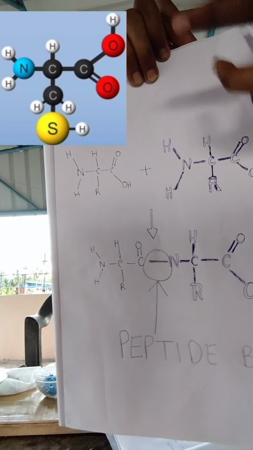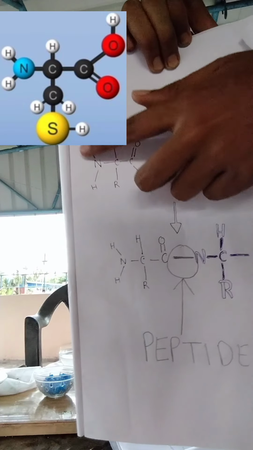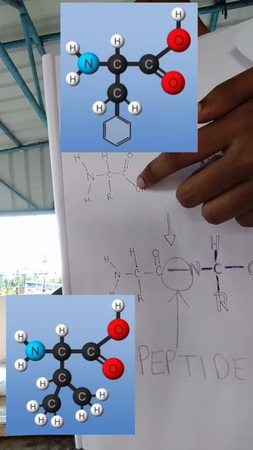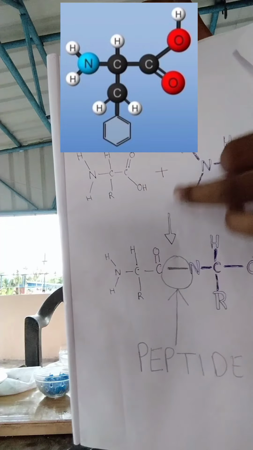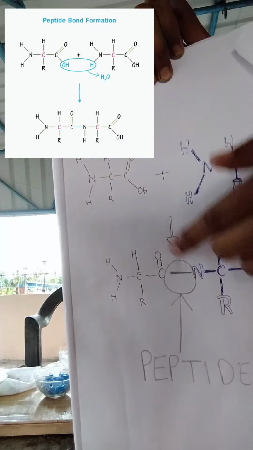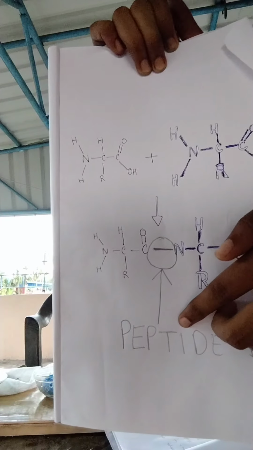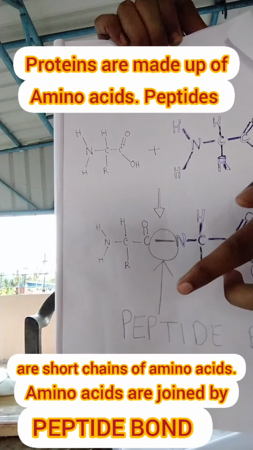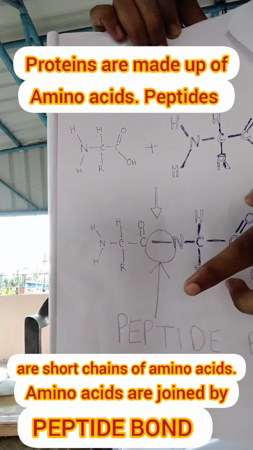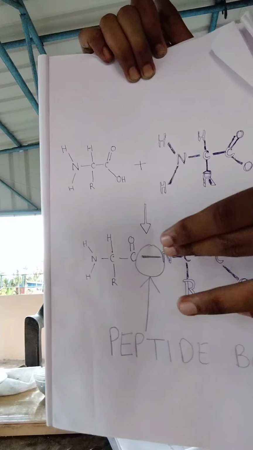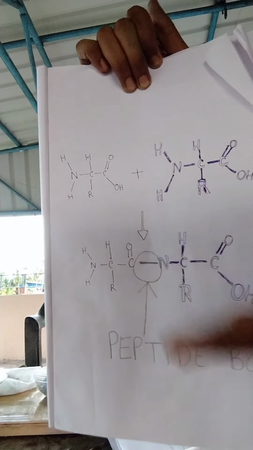Amino acids are composed of an R group connected with C, which is connected with an NH2 group and COOH. These amino acids are joined by peptide bonds to form a peptide. These peptides are smaller chains of amino acids which are again joined into larger chains of peptides to form proteins.